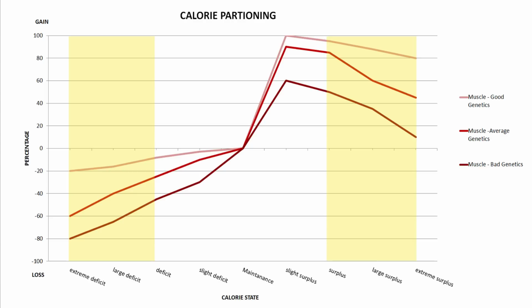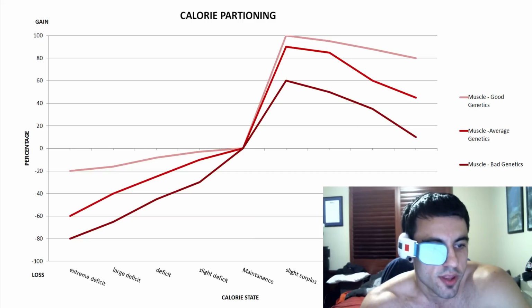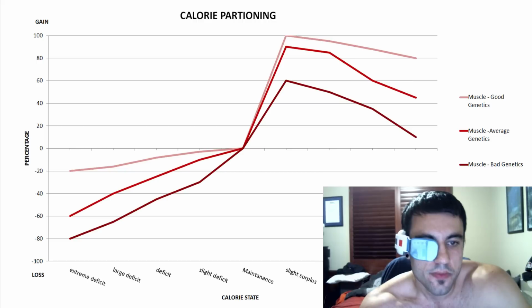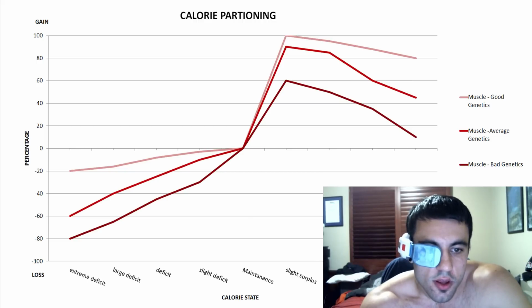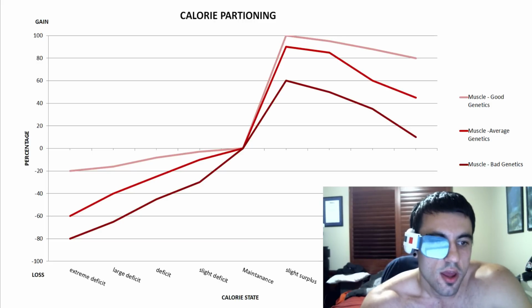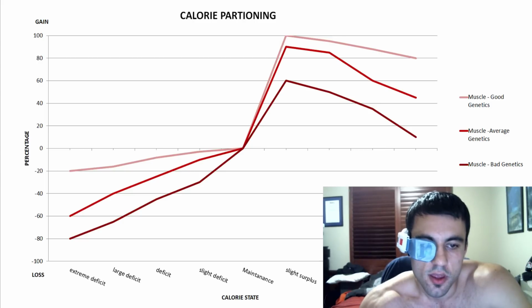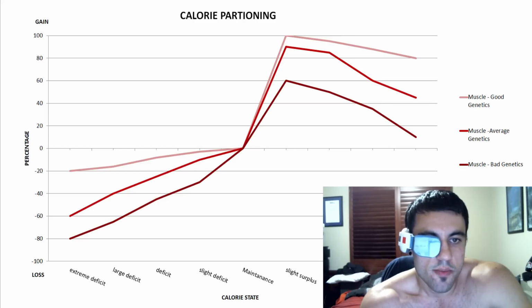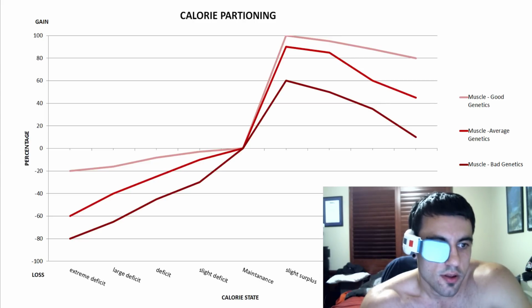And then again, with the darker being the bad genetics, you're going to have not so much of a muscle gain even at a slight surplus compared to the other two. And similarly with the other two, it's going to gradually reduce as you increase the surplus. And the opposite also applies with the muscle loss. Then we compare this with the fat gain.